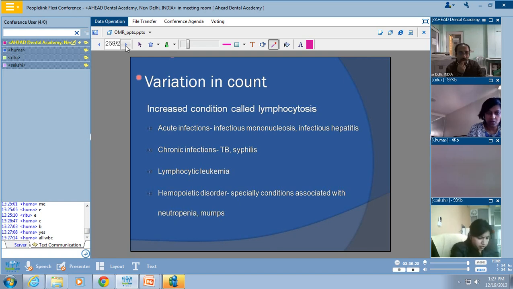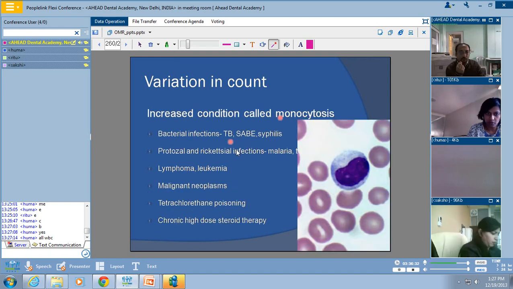Then monocytosis occurs in, just don't write it all down. I will just tell you the important ones. TB and SABE are important. In fact, for SABE, they will ask you a question. Protozoal infections, lymphoma and leukemia. Just remember this only. That's it.